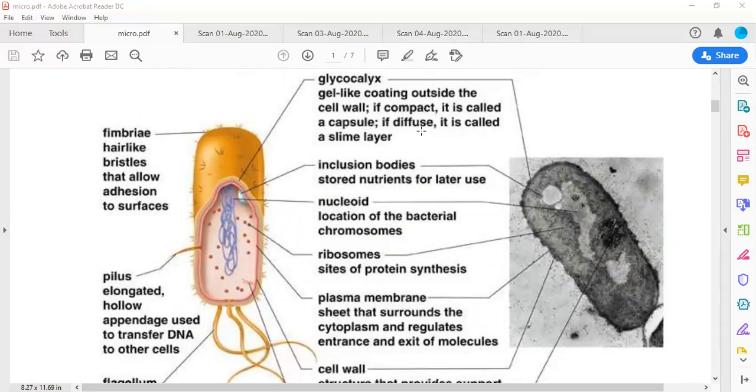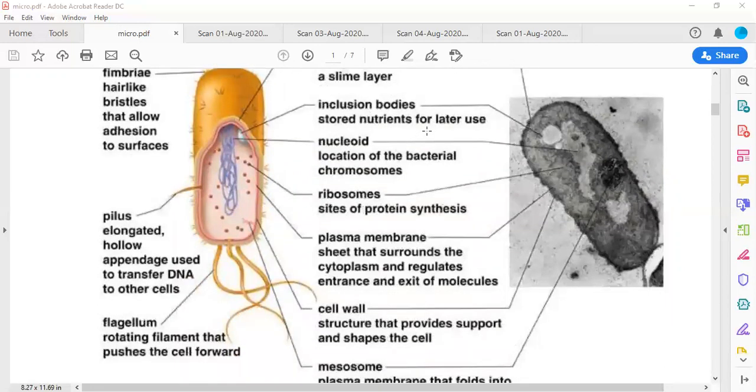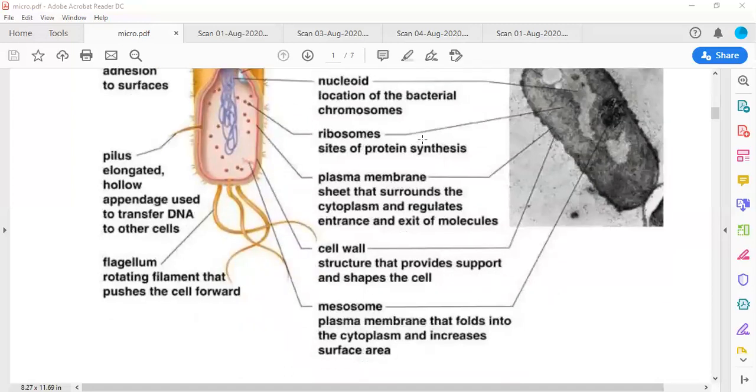So glycocalyx, slime layer, capsule, inclusion bodies. We will discuss inclusion bodies in detail in our next class, so please do not worry. They are stored nutrients. Just like you have glycogen in your body, energy stores in liver and muscles, bacteria have these inclusion bodies so that they store their nutrients in them. So they are phosphates or other substances like polyhydroxybutyrate, so that they can be stored inside the cell and can be used whenever required.